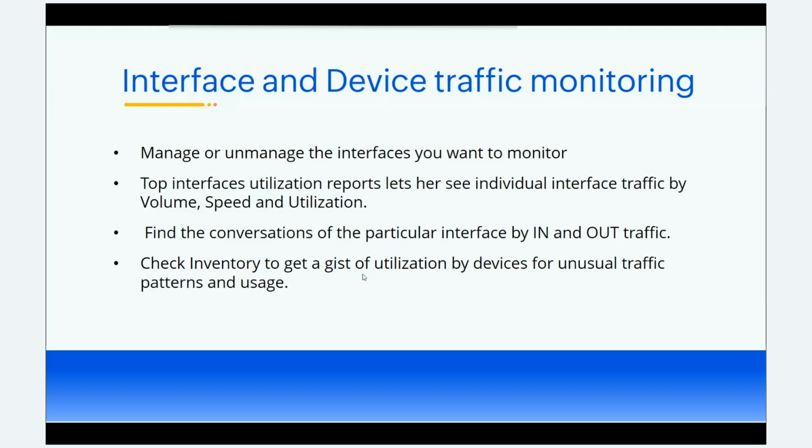Once the flows are exported, you'll be able to see all the devices and interfaces of your network in the NetFlow Analyzer under the Inventory tab. In Inventory tab, you can manage or unmanage the interfaces that you want to monitor, and you can have a visualization of top interfaces, utilization reports that you can see individual interface traffic by volume, speed, and utilization. And you can also find the conversations of a particular interface by in and out traffic, and you can check the inventory to get a gist of utilization by devices for unusual traffic patterns and usage.